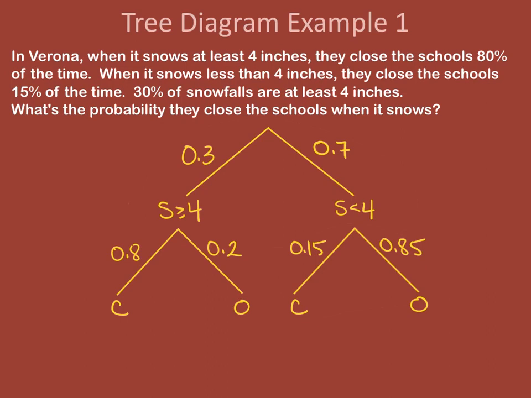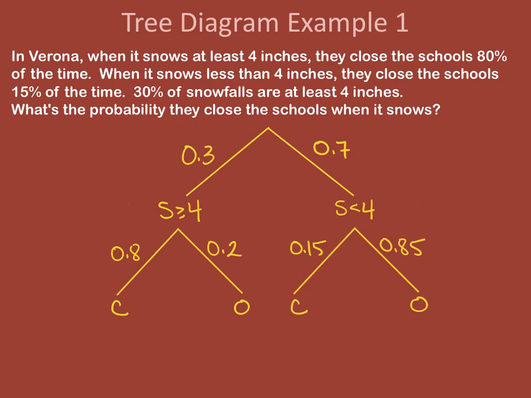Now that I have a completed tree diagram, I can worry about the question, which was, what's the probability they close the schools when it snows? Okay, this can happen in two different ways. You'll notice if we look at the bottom of our branches here, school can be closed this way or school can be closed this way. So listen to the words carefully. It can either snow more than 4 inches and they close school. So those are multiple events that have to happen. Or it can snow less than 4 inches and they close school.